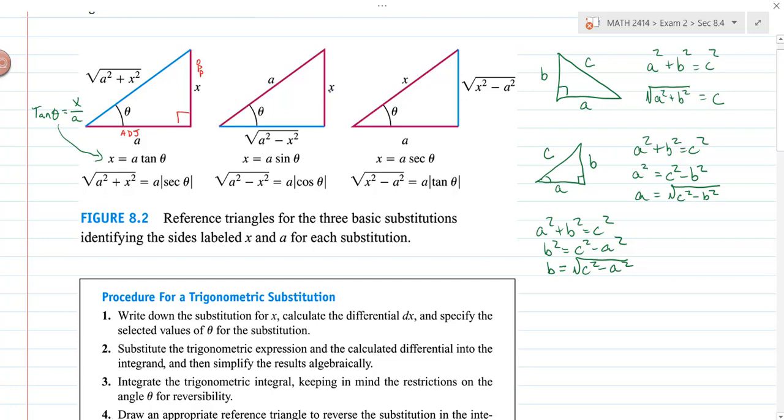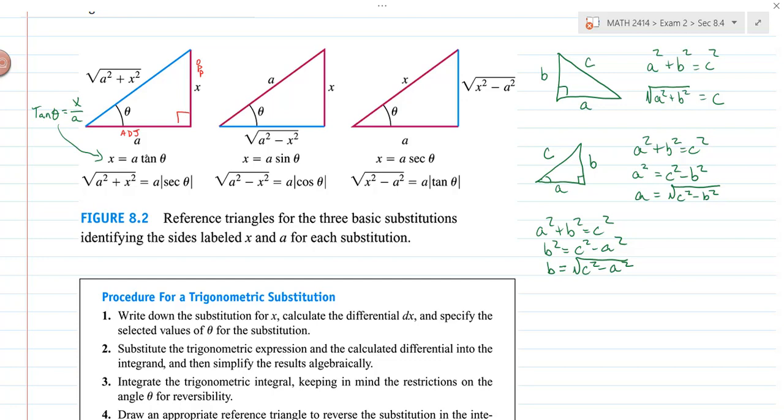Here I want to get the x by itself, and I always want to put x over a because it's simple. So that would be opposite over hypotenuse, and opposite over hypotenuse is sine, so x would be a sine theta. Here I want to solve for the x. That's the hypotenuse, and hypotenuse over adjacent would be secant, so I would get x is equal to a secant theta. We don't want to use the radical because we're trying to simplify things for our substitution. So what I would do in these situations is I would replace x with whatever the trig function is. That's why this is called trigonometric substitution, because we're replacing a variable with a trigonometric function.